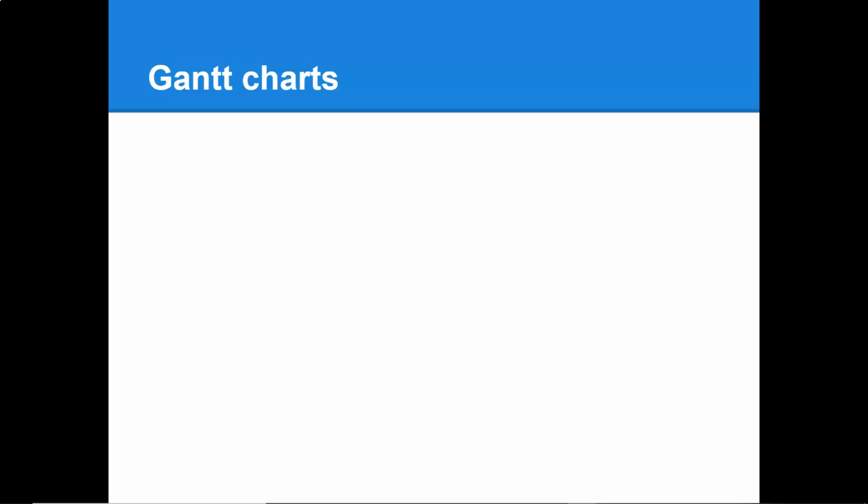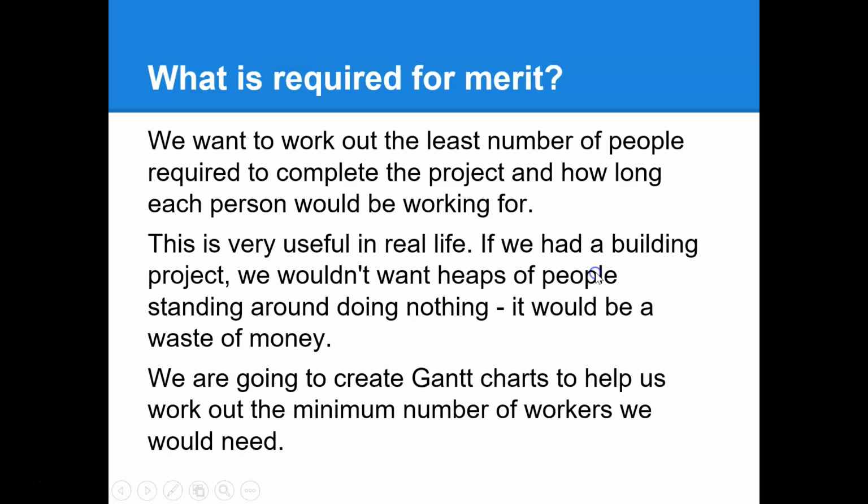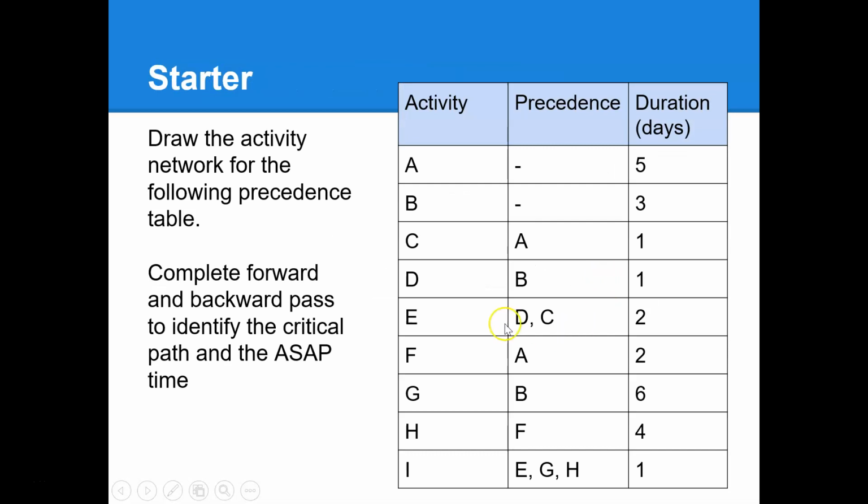But before we get into that, and before I explain all of that, let's get on with a starter. So here's the starter for you. This is a precedence table. Go ahead and pause the video and draw an activity network for it and find the ASAP time and the critical path, using the forward and backwards path method. Alright, so once you've got that, we can go ahead and use this information to create Gantt charts.